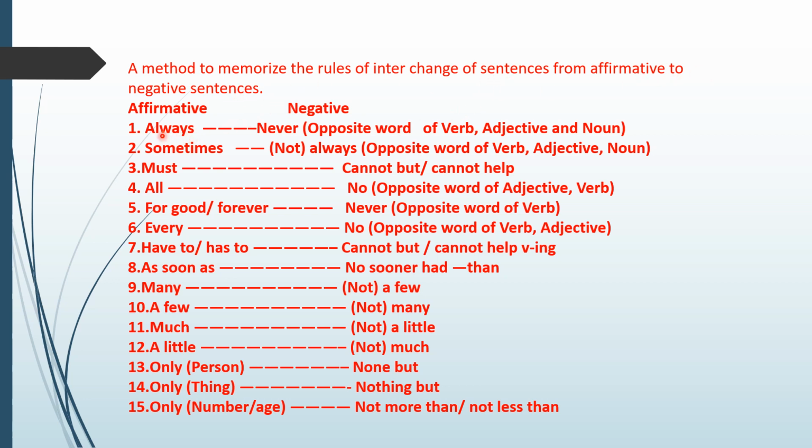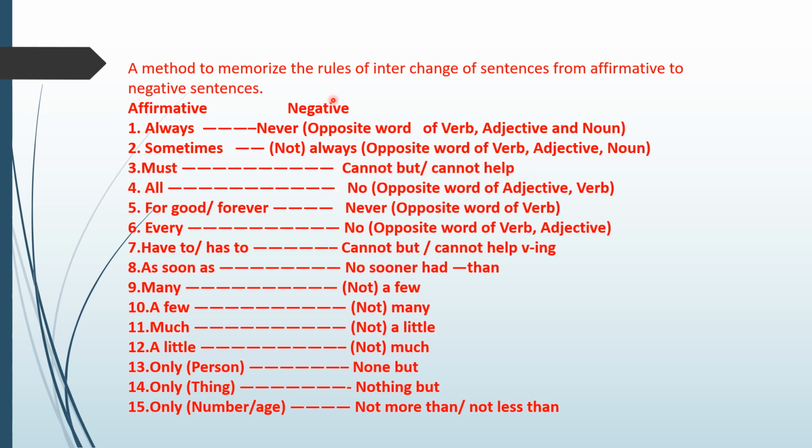In the affirmative, if there is always, in the negative you will use never, and you will use the opposite word of the verb, of the adjective, or the noun. If there is sometimes in the affirmative, then in the negative you will use not always, and again the opposite word of the verb if there is an adjective or a noun in the sentence. If there is must in the affirmative, then you will write cannot but or cannot help.